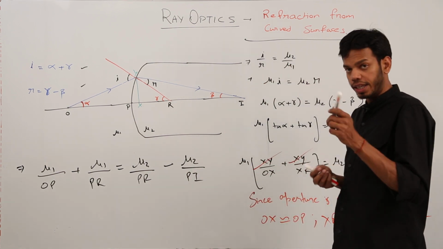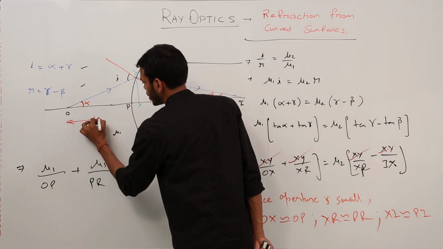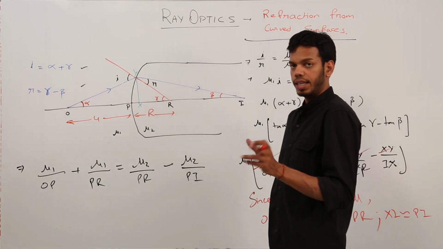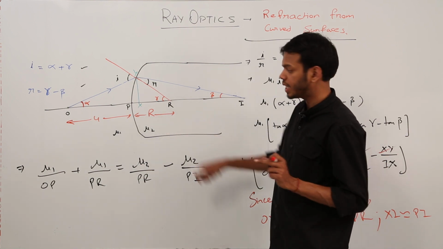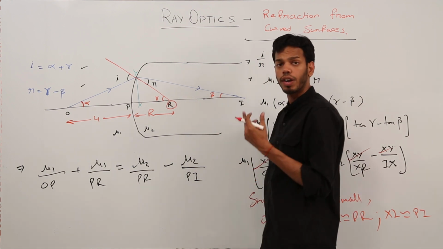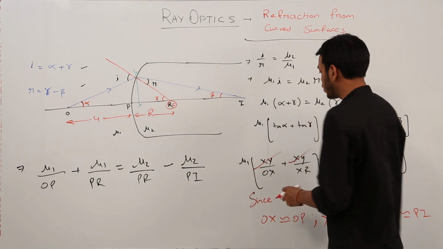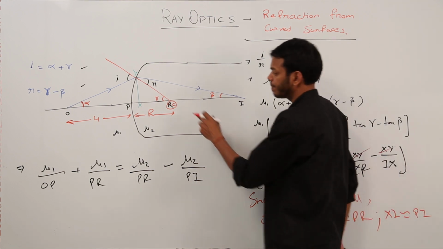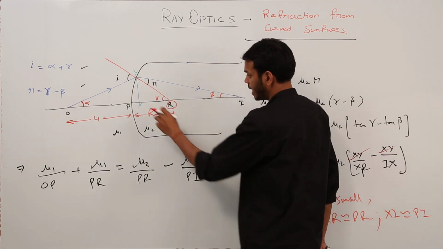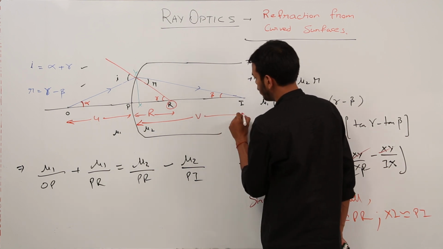Now, the smart thing comes into play. OP is object distance, which is U. PR is radius of curvature, which is R. And I would suggest you guys not to use R, which I did. Instead of R, use center of curvature C. That would be more appropriate. But I am not going to rub it all out and start from the beginning just to replace one alphabet. You guys do that. So this is R, the radius of curvature, and then I have to convert PI. PI is the image distance, which is V.